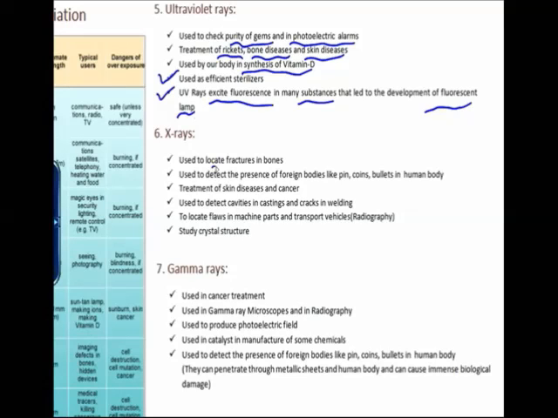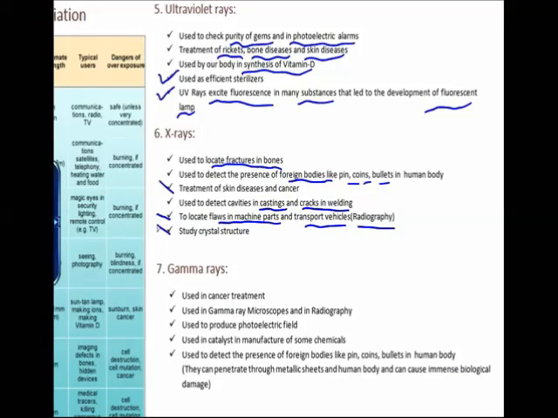X-rays are used to locate the fractures in the bone. They are used to detect the presence of foreign bodies like pin, coin, bullets in the human body. They are also used in the treatment of skin disease and cancer. They are used to detect cavities in the castings and cracks in the welding. They are used to locate flaws in the machine parts and transport vehicles. That technique is called radiography. They are also used in the study of crystal structure.